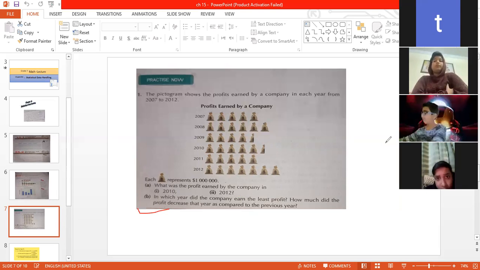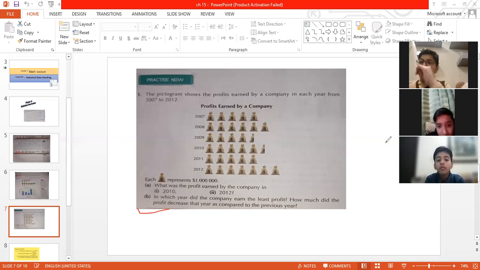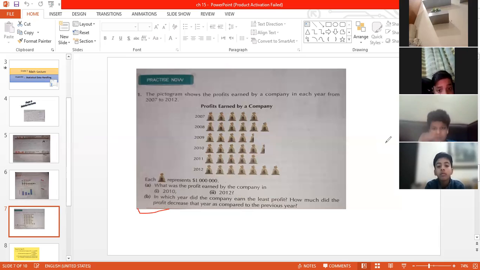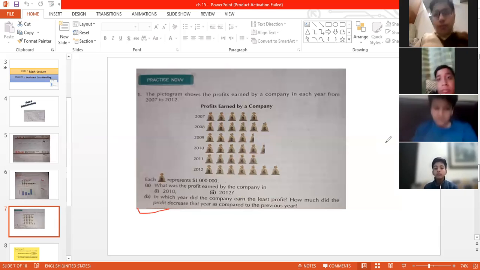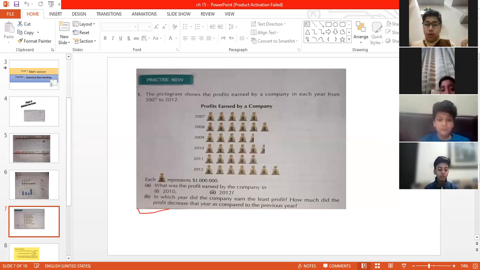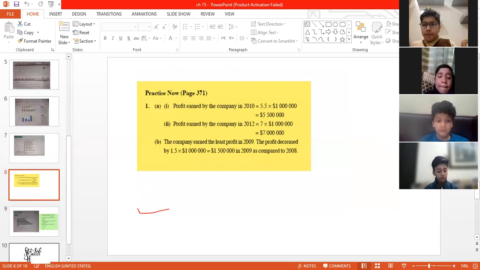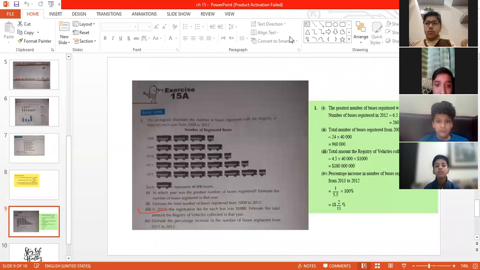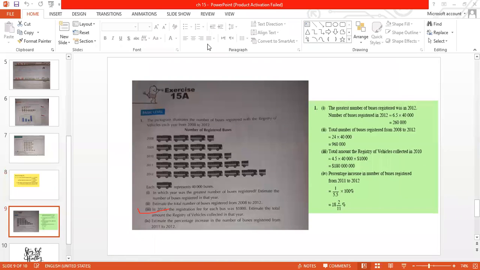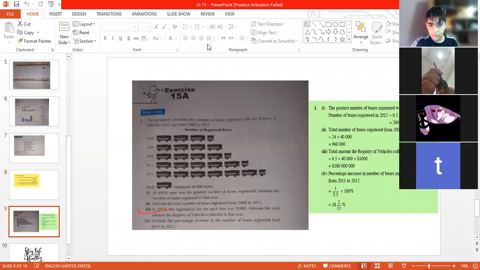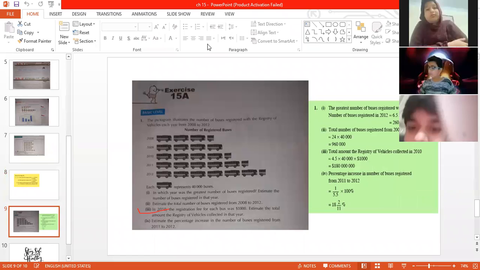So this is the practice now of exercise 15A of chapter 15. On Monday in the class, we will be discussing again the concepts of statistical data handling, and we will be doing questions of our exercises. Can I do question number 1 of exercise 15A? Okay, it's very simple. Let's start question number 1 of exercise 15A.